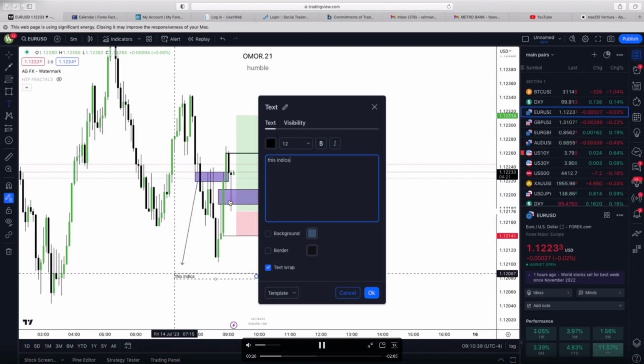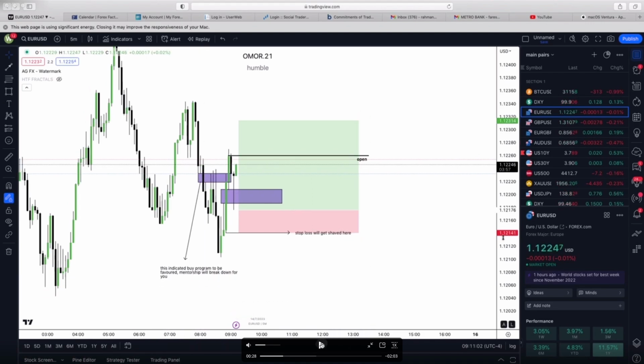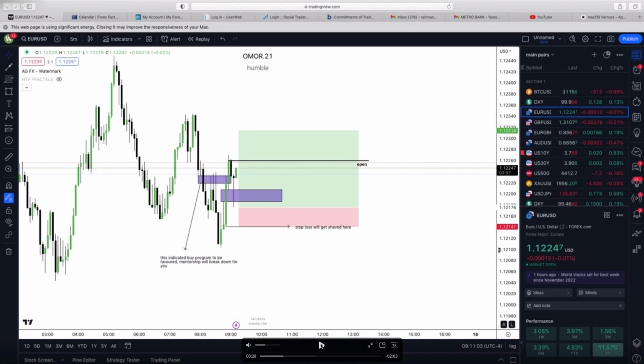Now, of course, from the institutional order flow entry drill, we expect to run on the buy side. Okay, this here is the crux of this trade. This fair value gap indicated a buy program to be favored, right? And I said I'll break this down for you.